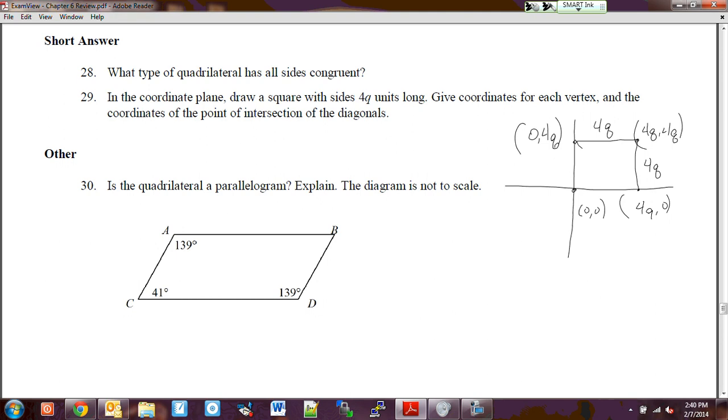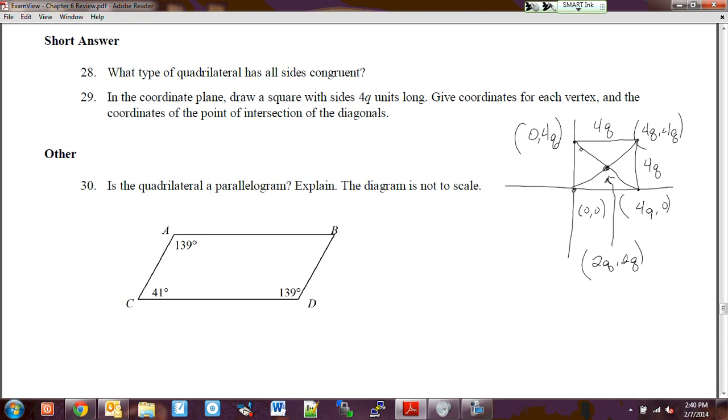Now, the intersection of the diagonals right here. Well, we know the intersection is the midpoint of one of them, so all you have to do is run both of these. Just run this through the midpoint formula, and you will get that they cross at 2q, comma 2q. All right, so that's the intersection of the diagonals. All I did was run it through the midpoint formula to find the midpoint of this diagonal.